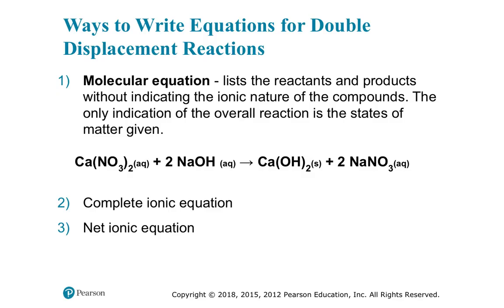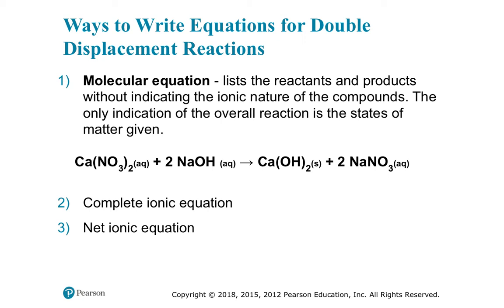So there are multiple ways that you can write double displacement reactions. The form that we've been looking at so far is called the molecular equation, and that is the equation that gives the overall reaction with the formulas and stoichiometric coefficients. It really tells you the overall reaction of an aqueous solution of calcium nitrate plus 2 moles of sodium hydroxide reacting to give you a precipitate of calcium hydroxide plus 2 moles of sodium nitrate.